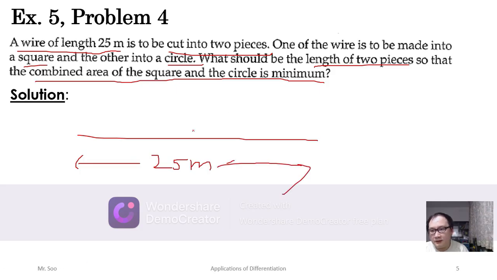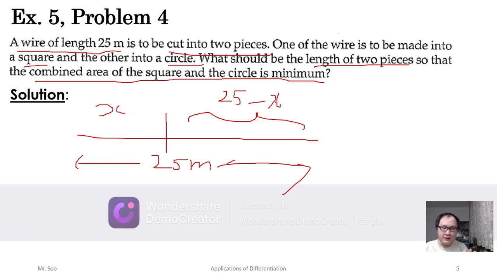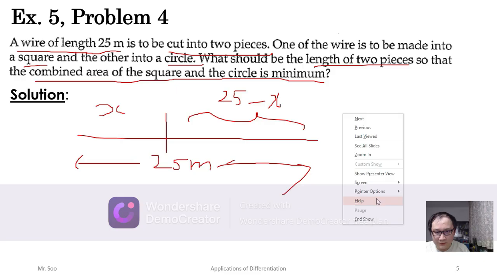Assuming I have a wire, and the length is 25 meters, if one side is x, the remainder will be the total length of the wire, which is 25, minus x. So this balance will be 25 minus x. This is the idea. Let me rub off first.